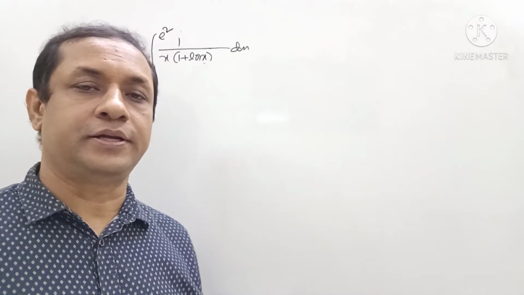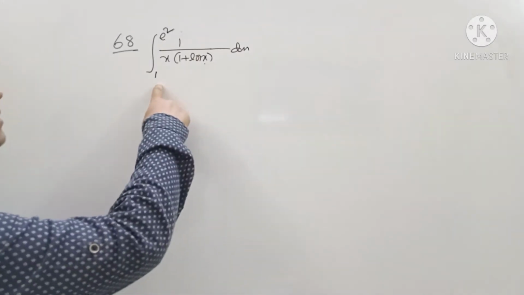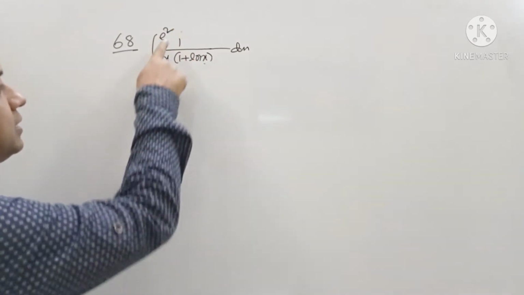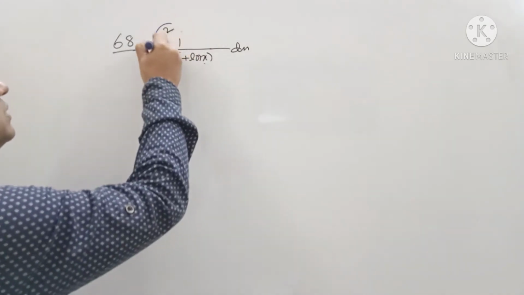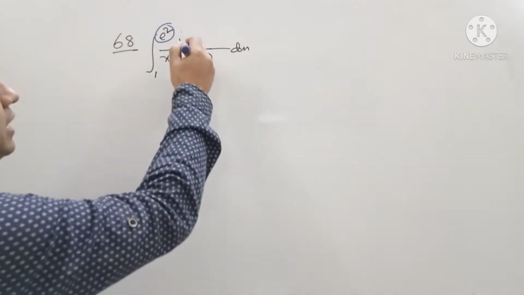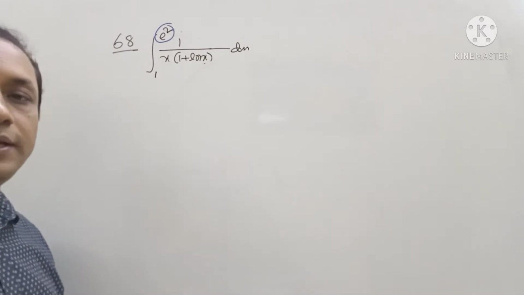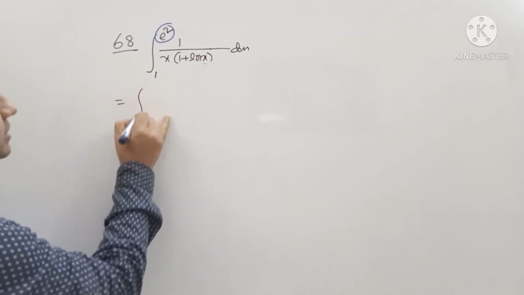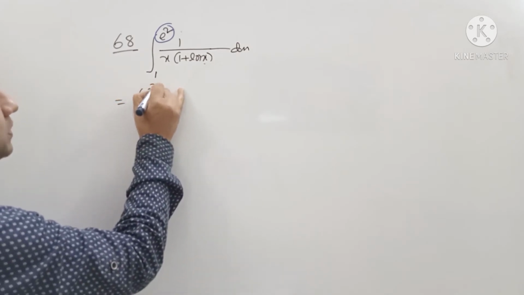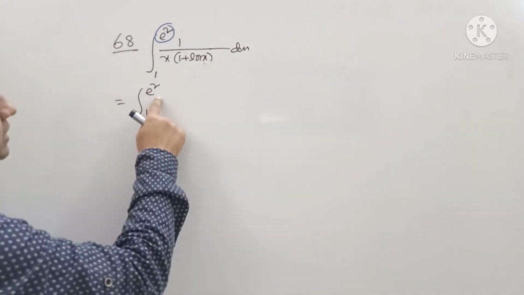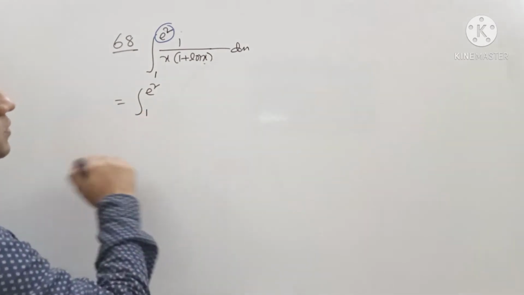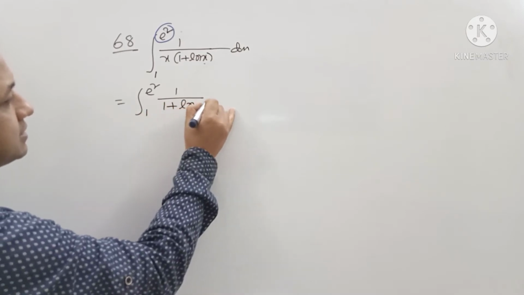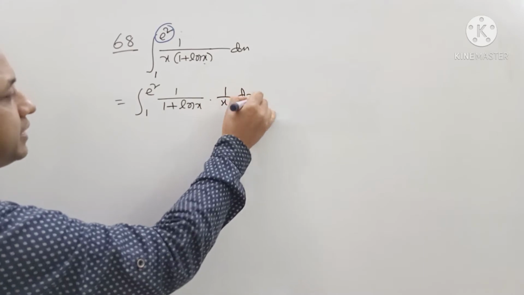Question number 68. The integral from 1 to e square, with lower limit 1 and upper limit e square, of 1 by x times (1 plus ln x) dx. Now student, next line: upper limit e square and lower limit 1, then we can write (1 plus ln x) times 1 by x dx.